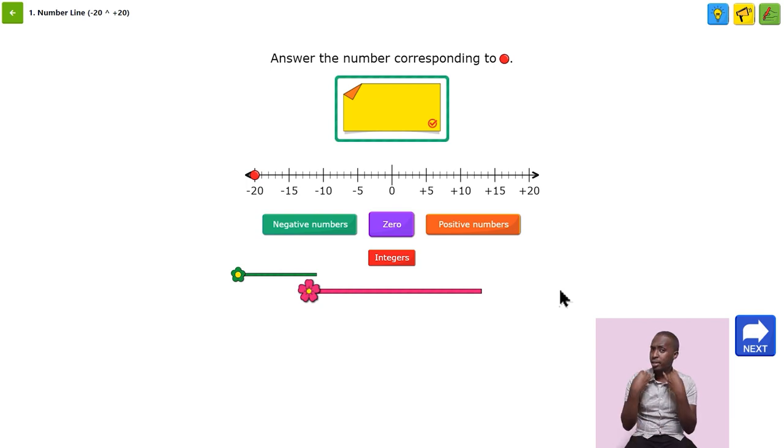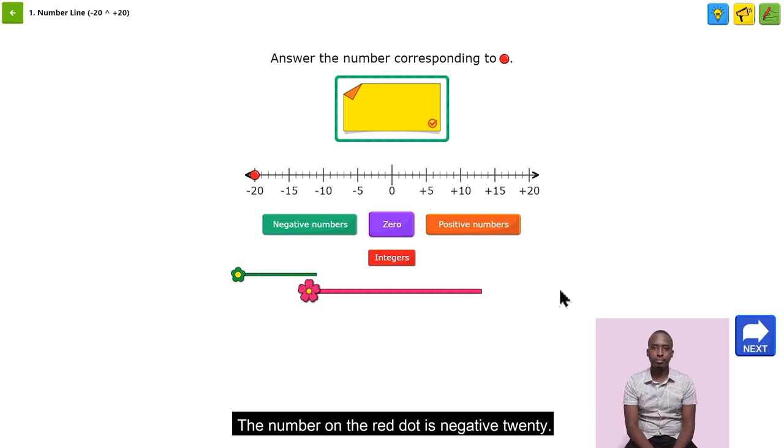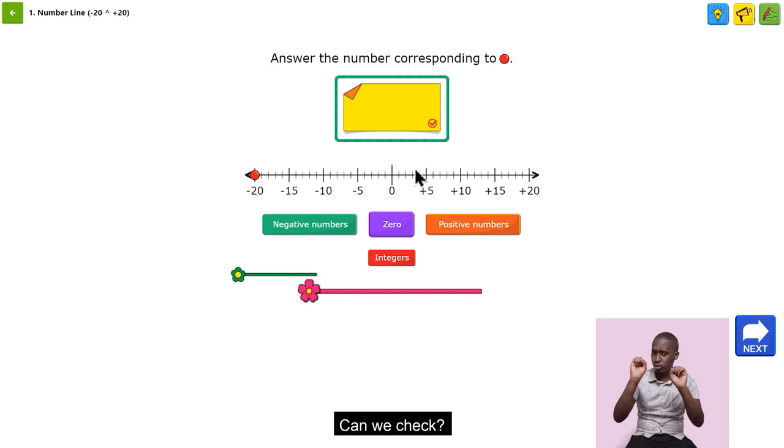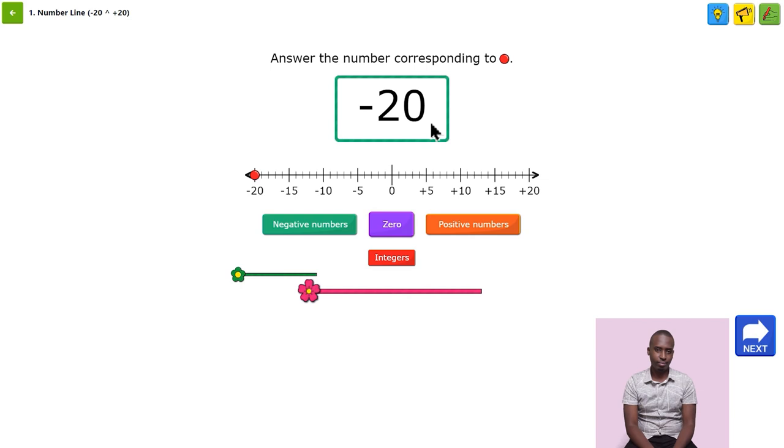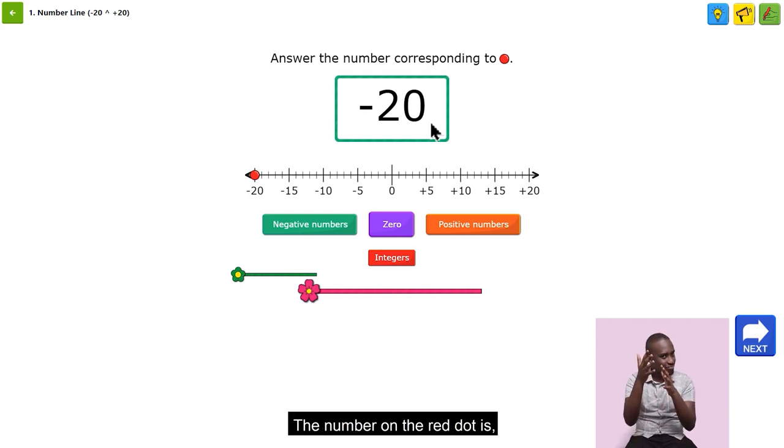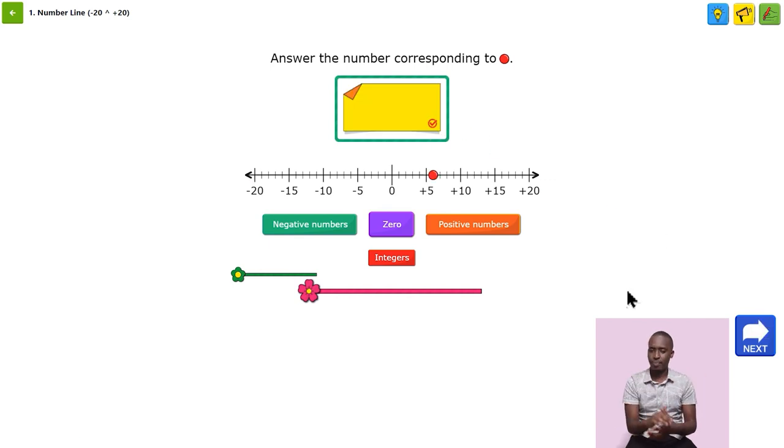Tell me. The number on the red dot is negative 20. Can we check? Good! The number on the red dot is negative 20. Can you do one more?